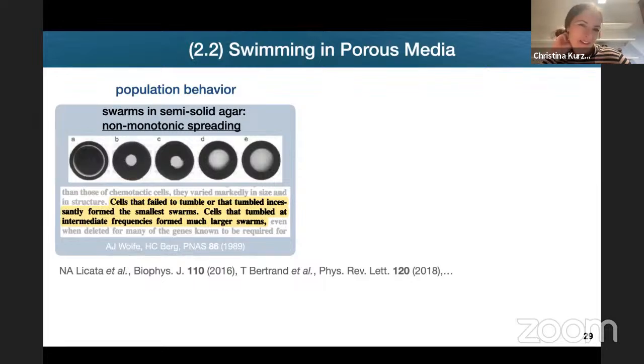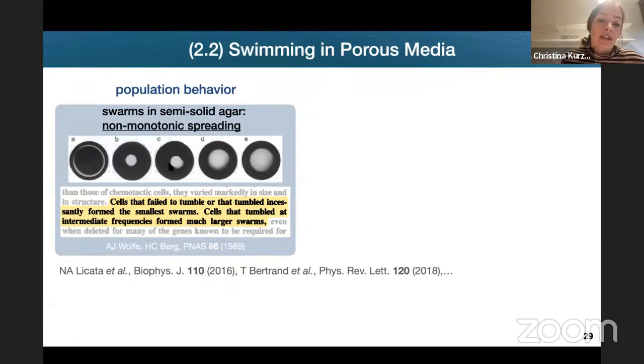So the last part will be about, I've showed you all these examples of how microorganisms move in their habitats. And one feature was that they often move in porous media. And I'm sure Tapo showed you some of his beautiful experiments along that line. So the question that we were interested in goes back also to some kind of old work by Berg. And what they were looking at were cell colonies that were spreading in an agar gel.